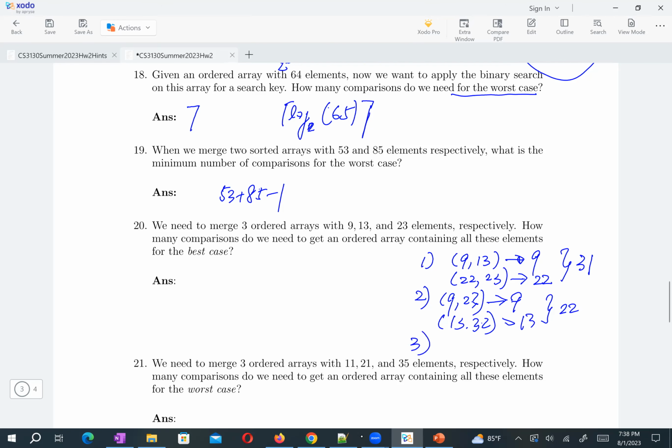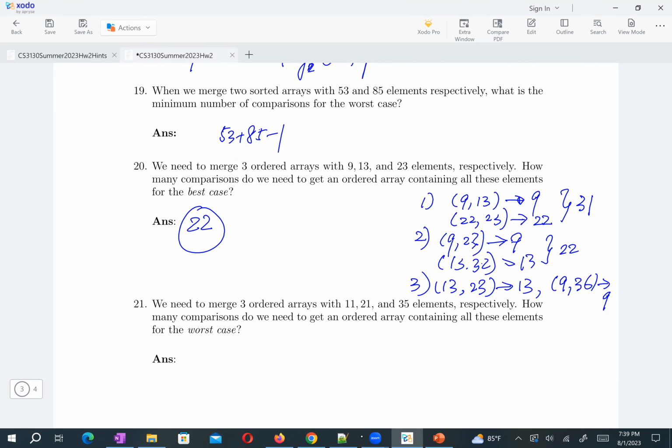So the third case, I think it won't be better. 13, 23, then 9 and 36, 9, still 22. Still 9. So your best answer is 22. Just like this.